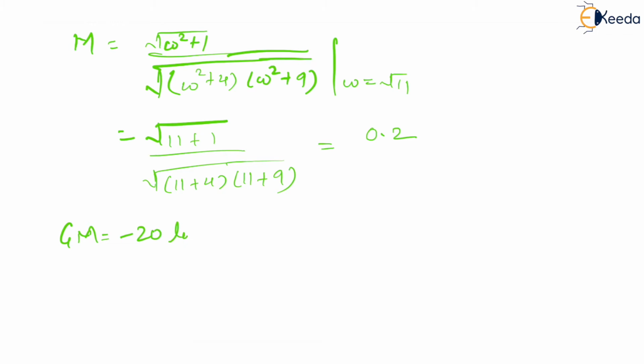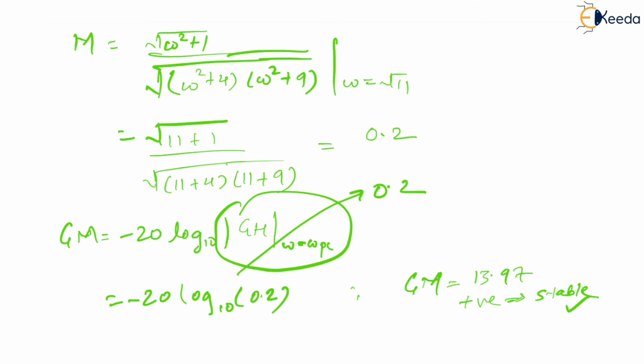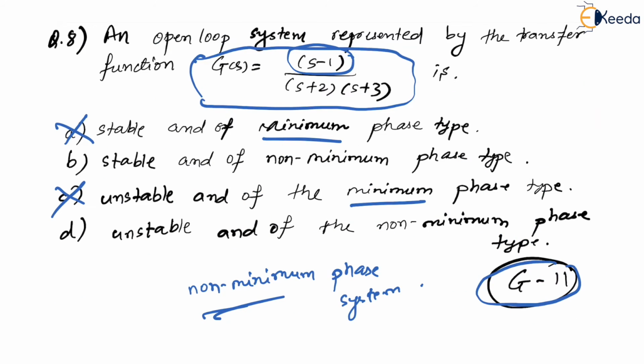Now, what is gain margin? Gain margin is minus 20 log to the base 10 of mod of GH at omega PC. Now, this mod of GH at omega PC, we have got that to be equal to 0.2. So this becomes minus 20 into log to the base 10 of 0.2. Correct? What is that equal to? That is equal to gain margin, which is equal to 13.97. Is it positive? Yes, it is positive, which means definitely the system is going to be stable.